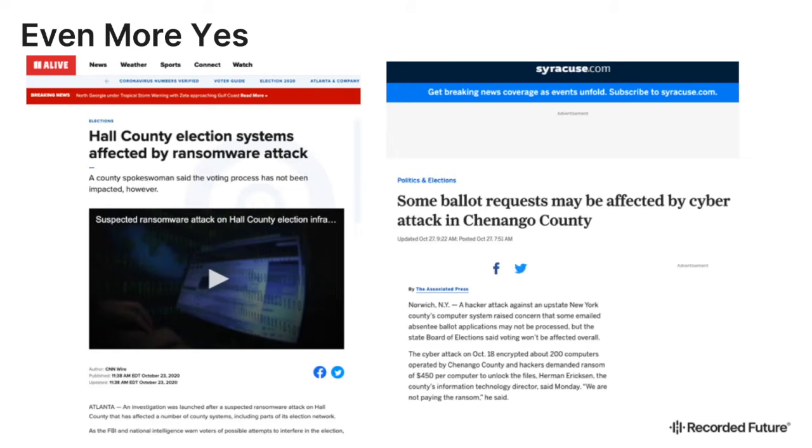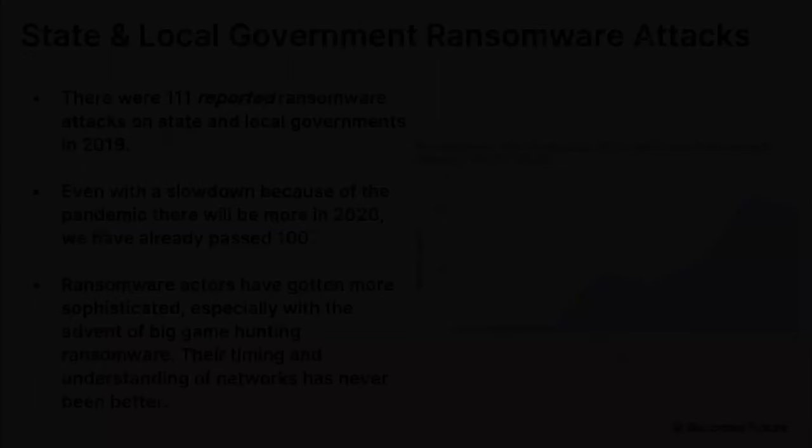So people requesting absentee ballots, those weren't able to get through because of the ransomware attack, so people had to re-request them. Nothing that's going to disrupt the election, but it may slow things down, and that obviously is a concern.